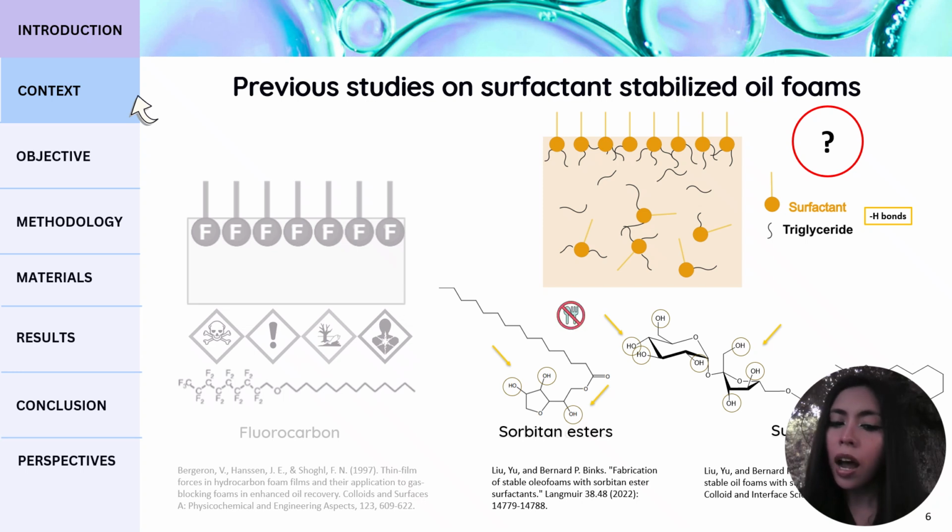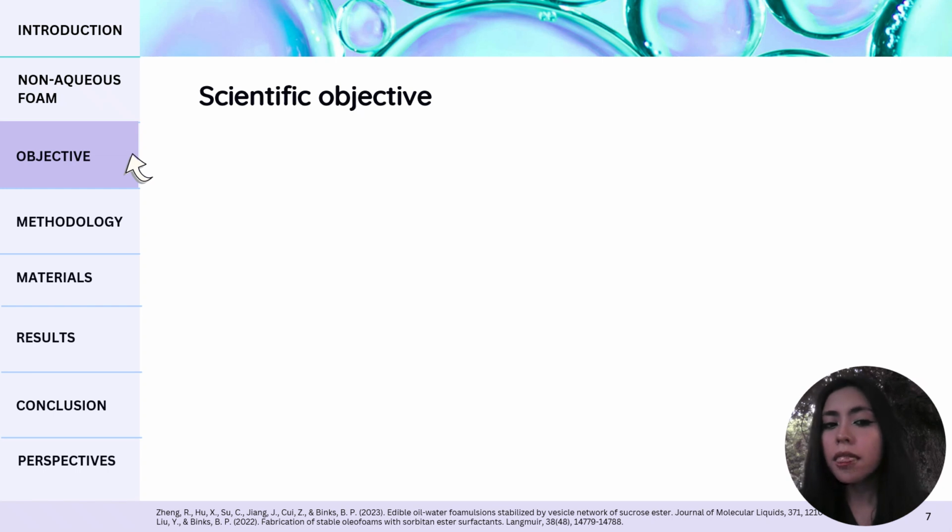but we are still wondering what happens at the interface. The problem with the sorbitan esters is that they are not edible, and the problem with the sucrose esters is that they are very expensive. Then we have to find new alternatives.